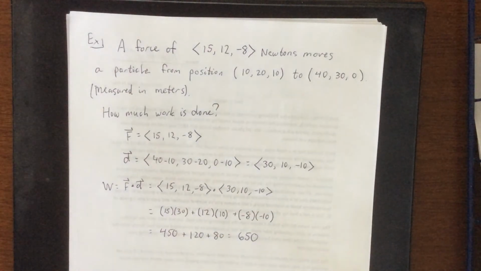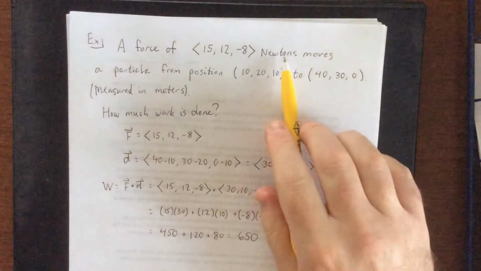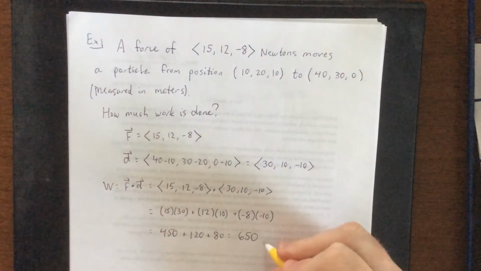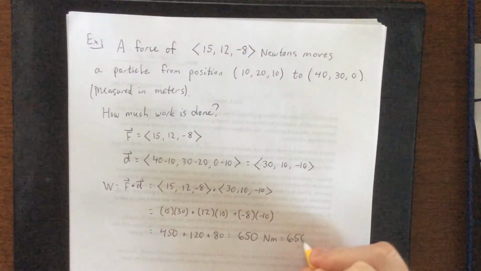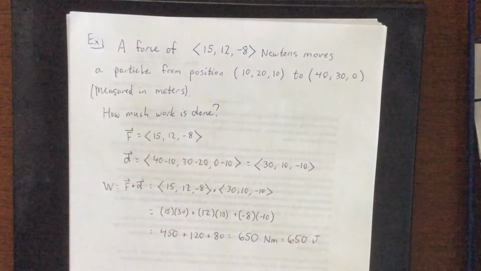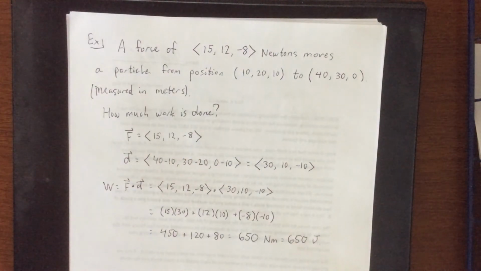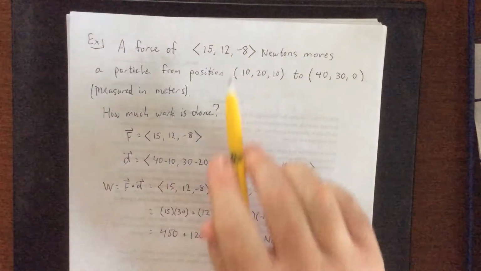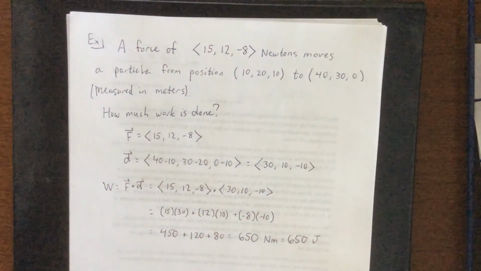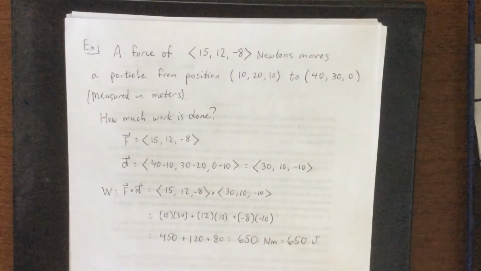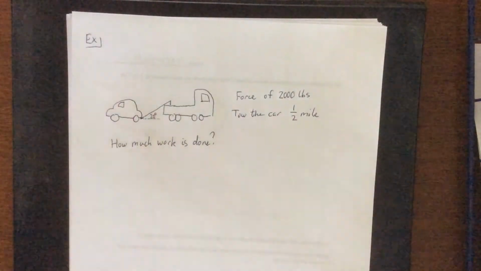Now again, we should include units on this final answer. We multiplied newtons times meters. That would be either Newton meters, or if we want to go super classy, those would be joules. Now this one is still kind of theoretical because we don't typically think of a force in terms of a vector, and we don't typically think of a movement as starting position and ending position. So let's consider this slightly more realistic version.